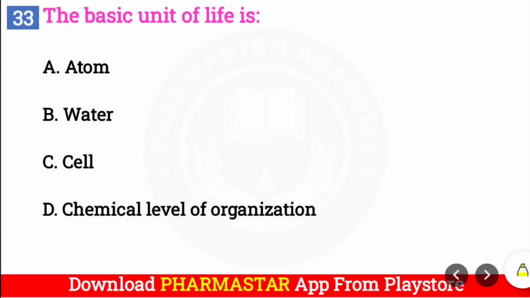Next question. The basic unit of life is option A atom, B water, C cell, D chemical level of organization. The correct answer is cell. The cell is defined as the fundamental structural and functional unit of all living organisms. It is the smallest unit of life capable of performing all essential life processes such as metabolism, reproduction and response to the environment. The correct answer is option C, cell.